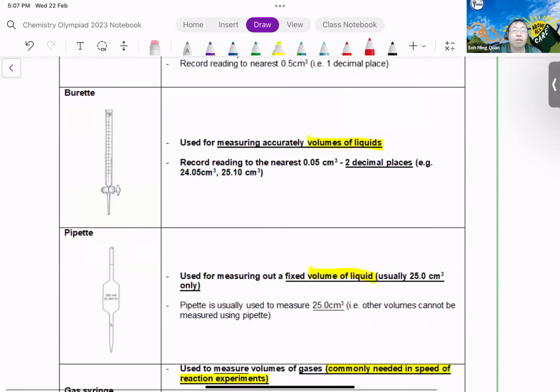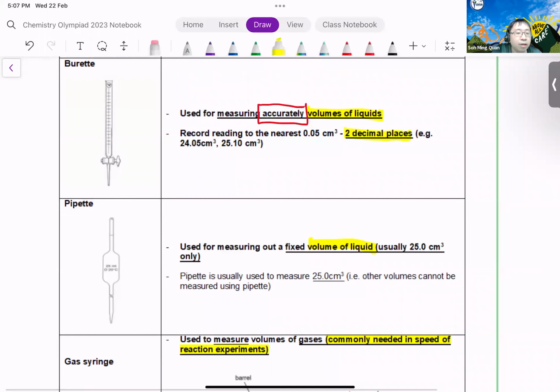Burettes and pipettes. So you have seen this in the lab. Burettes come with multiple markings and a tab at the bottom that you can turn to open it or close it. Burettes are used to measure accurately the volumes of liquids and solutions. So for example, if you wanted to measure 25.10 cm3 of hydrochloric acid, 25.10 is an accurate reading, you need to use a burette. All right. So burettes, you need to know the precision is up to 2 decimal places. So burette readings, we quote it to 2 dp.